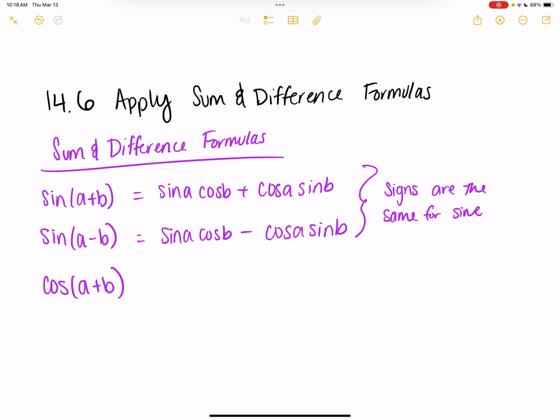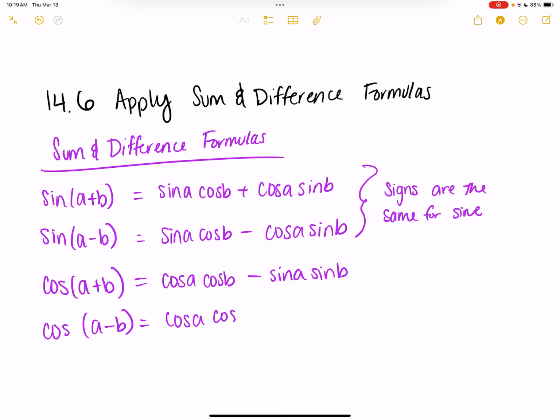All right, cosine of a plus b is cosine of a, cosine of b, minus sine a, sine b. Cosine of a minus b is cosine a, cosine b, plus sine a, sine b. Oh, so it's opposite. Yep, so the signs are opposite for cosine.